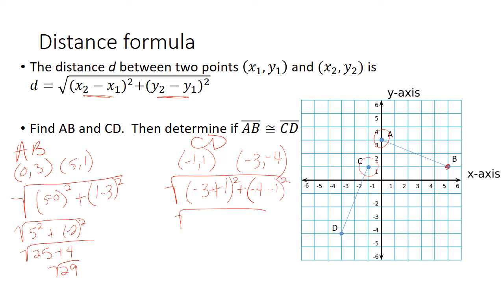Solve what's inside my parentheses first. Negative 3 plus 1 is a negative 2. And negative 4 minus 1 is a negative 5. So now I have negative 2 squared, which will give me a 4, and negative 5 squared, which will give me a 25. 4 plus 25 is square root of 29. Okay, so their distances are equal. That means that segment AB is congruent to segment CD.